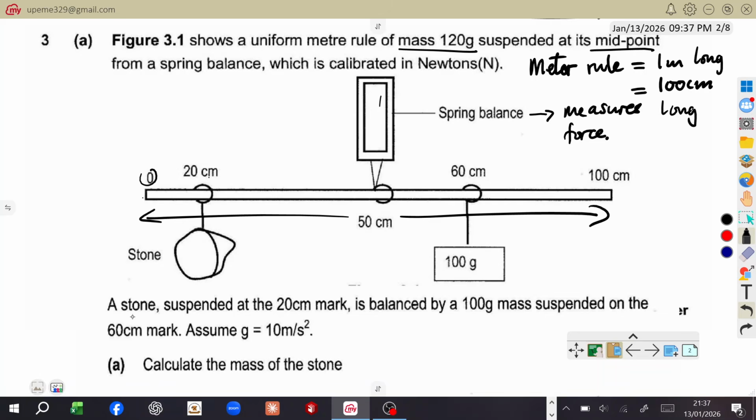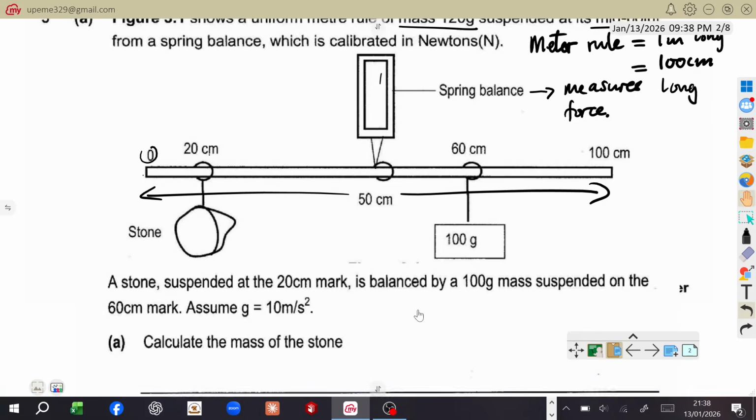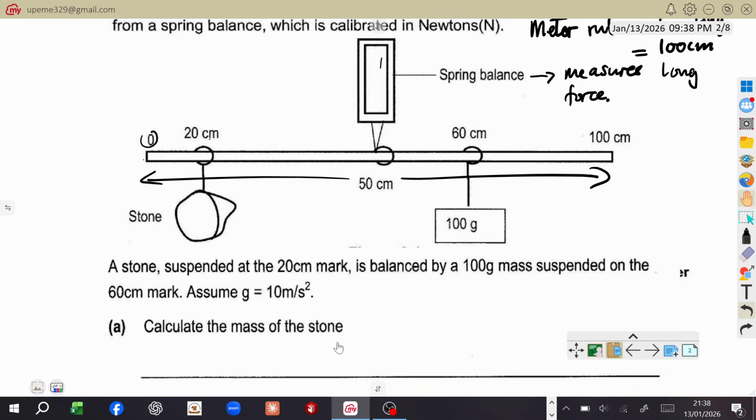Now listen to the question. A stone suspended at the 20 centimeter mark, as we have seen, is balanced by a 100-gram mass suspended on the 60 centimeter mark. Assume g, the acceleration due to gravity, is equal to 10 meters per second squared. Part A: calculate the mass of the stone. In moments, when they ask you to calculate the mass, you use the principle of moments. So now we calculate the mass here.